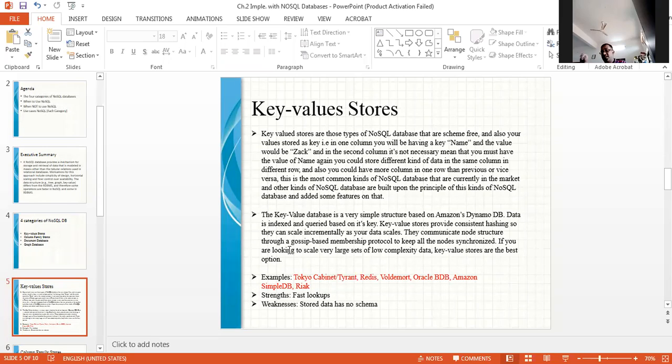But here there is no necessity to store value in the second column always.